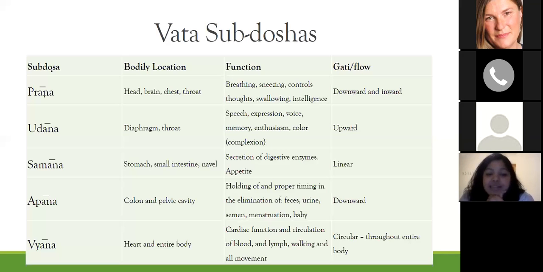The next is samana vata. Samana vata is one of the very important functions of vata. In fact, all of these are important, but samana vata is extremely important when it comes to digestion, because the samana vata is located in the stomach, the small intestine, and near the umbilicus or the navel. What the samana vata does is it is responsible for igniting the agni. I'm not sure if you guys have had a chance to go over agni, but when we talk about agni here, we're actually talking about the digestive fire.